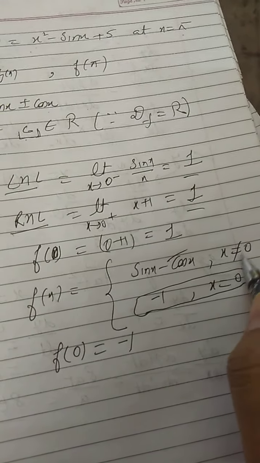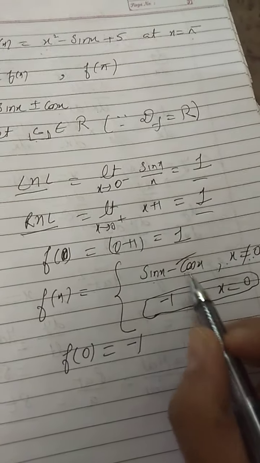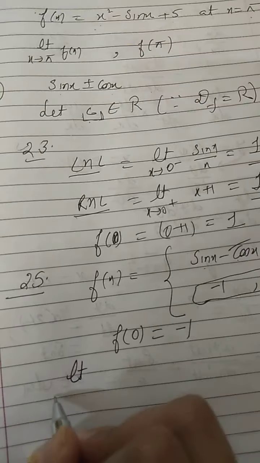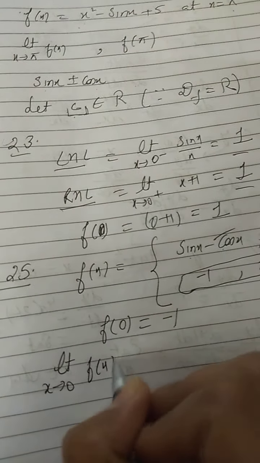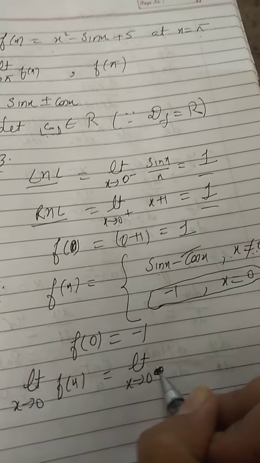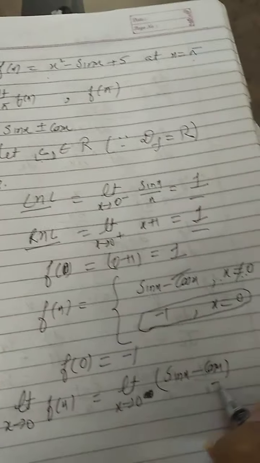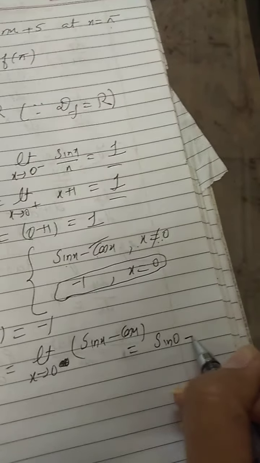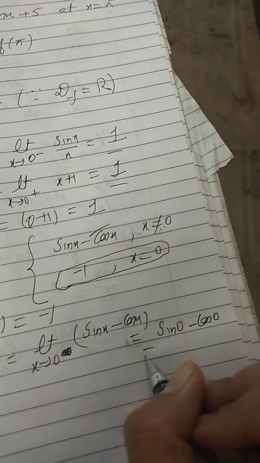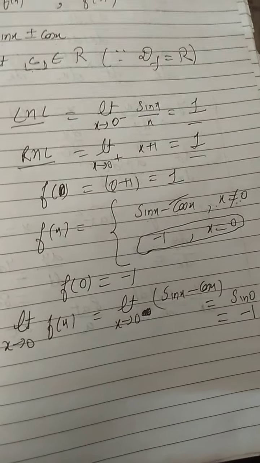And when x is not equal to 0, it means x is approaching 0, either left or right, we have one function. So for the limit, when we have limit x approaches to 0 f of x, which function will we take? There is no LHL, RHL, we will do it straightforward, no plus sign, minus sign. It will be the sin x minus cos x function, right? So what will happen here? It will be sin 0 minus cos 0. And we know sin 0 is 0, cos 0 is 1. So 0 minus 1 is minus 1. So sum number 25 also we will say the given function is continuous at x equal to 0.